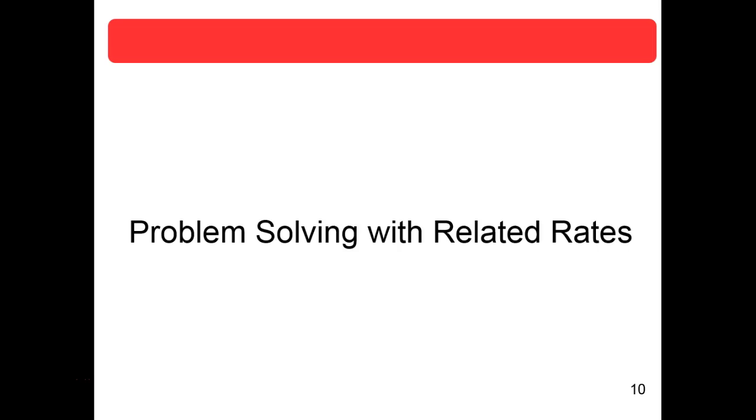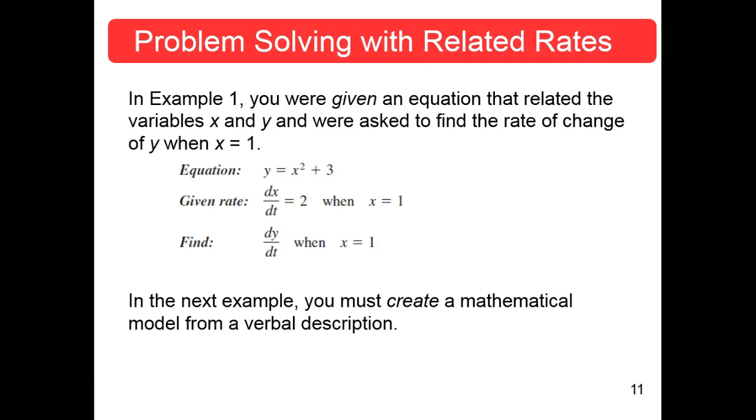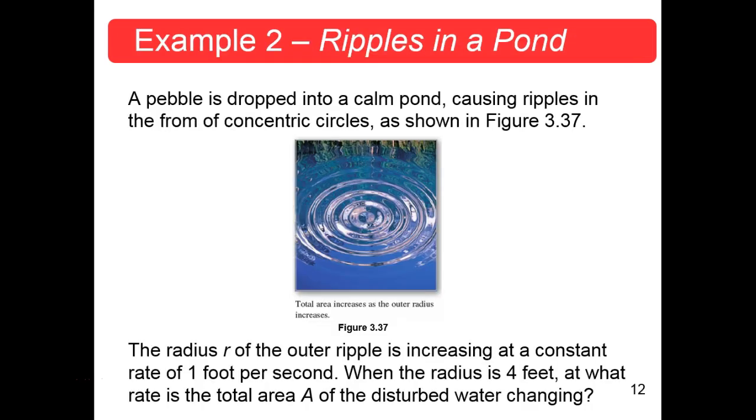Now, problem solving with related rates. This is where it gets to be fun. In example one, you are given an equation relating the variables x and y, and were asked to find the time rate of change when x was equal to 1, and they had to give you all the other information. In the next example, you must create the mathematical model from the verbal description. So here's what we've got here, if I don't tear up my pen.